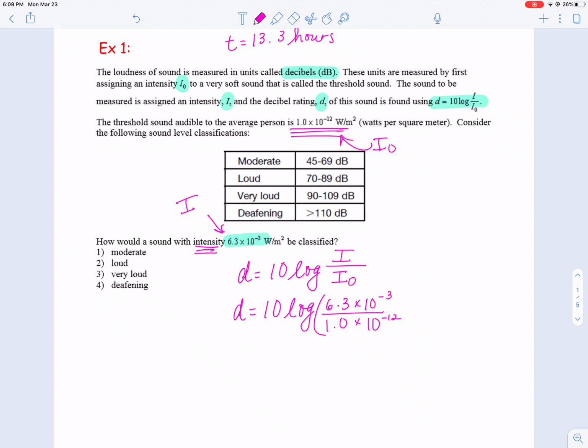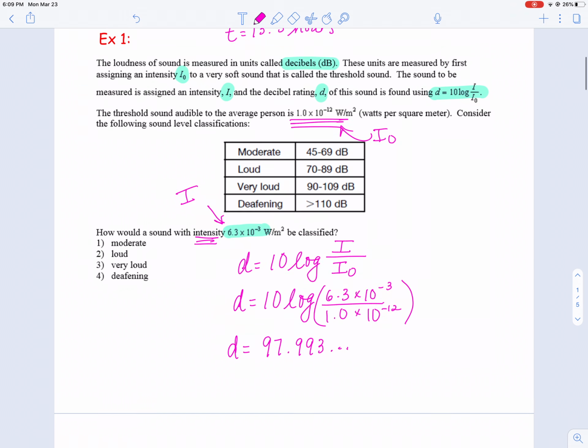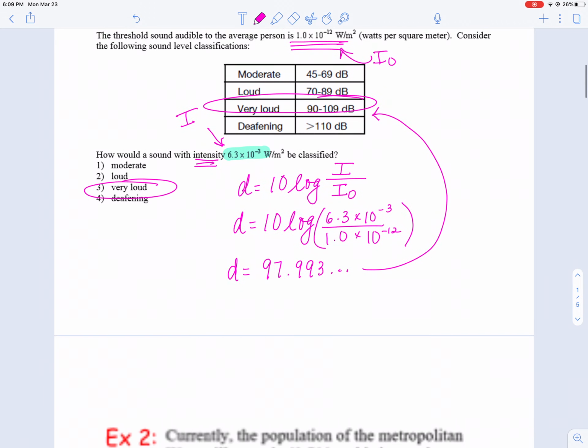Just be careful when you are plugging this into the calculator. Again, if you don't see a base, your base is 10, so you're going to use the button on the calculator that has a base of 10. When you type this in, you get something like 97.993. If you look back to your table up top, that is classified in the very loud category. So that would be your answer, number 3, which is very loud.